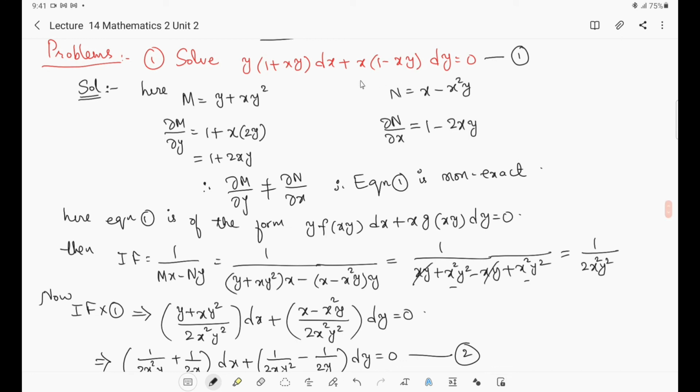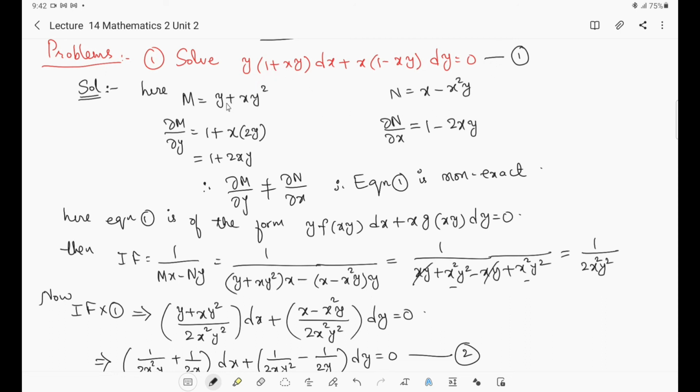Given equation is this. First consider M and N. Find dou M by dou y, dou N by dou x. We got 1 plus 2xy here, 1 minus 2xy here. They are not equal, right? The equation 1 becomes non-exact. If equation 1 is non-exact, we have already studied the inspection method, we cannot apply that. Then we have studied the homogeneous equation.